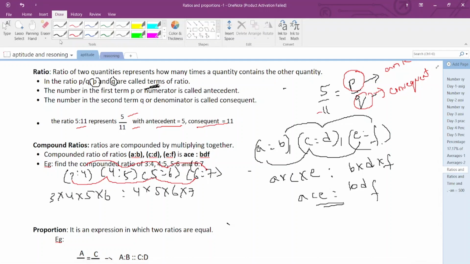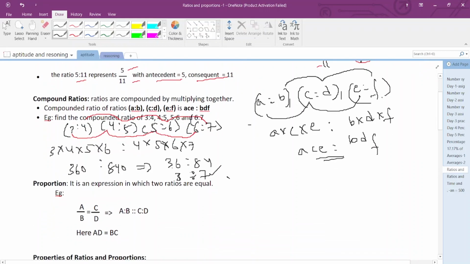So after multiplication, what is the answer? 3 fours are 12, 12 fives are 60, 60 sixes are 360. Then 4 fives are 20, 20 sixes are 120, 120 sevens are 840. So 360 is to 840, the zeros cancel, and 36 is to 84. 12 threes are 36 and 12 sevens are 84. So the compounded ratio is 3 is to 7. Hope it's clear how to do the compound ratio. So this is about ratios.